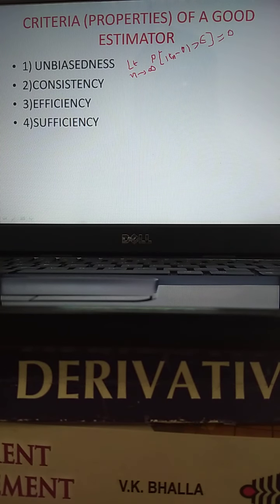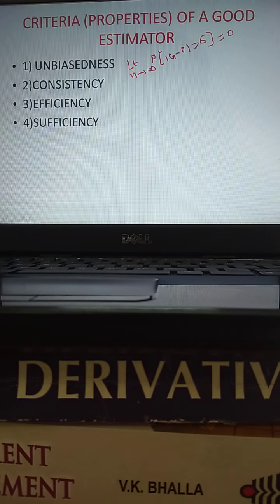So that is what the efficiency property means. What do we mean by efficiency here? The efficient estimator is that estimator which has the less variance. So the best example is the sample mean compared with the median.